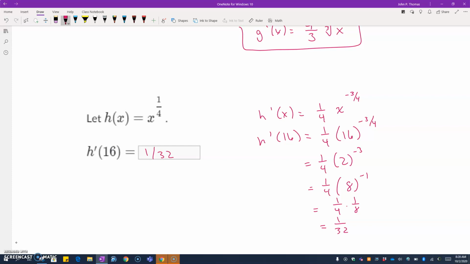And again, it used some of our old skills from way back when, evaluating numbers here, but you got to be comfortable doing that with or without a calculator.